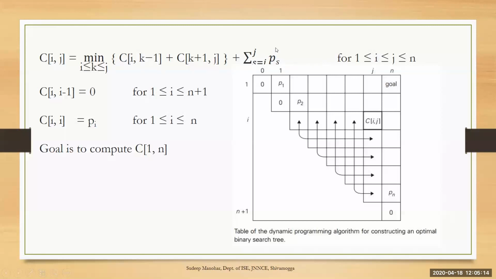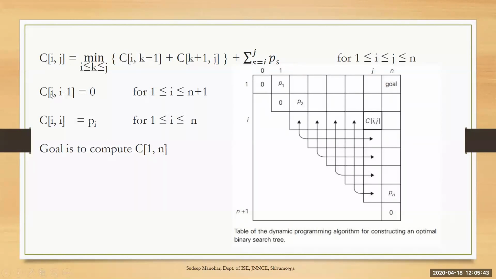So this is the formula for calculating C of ij. Next, C of i comma i minus 1. If you consider i as 1, C of 1 comma, what is i minus 1? 0. So 1 comma 0. 1 comma 0 should always be 0.